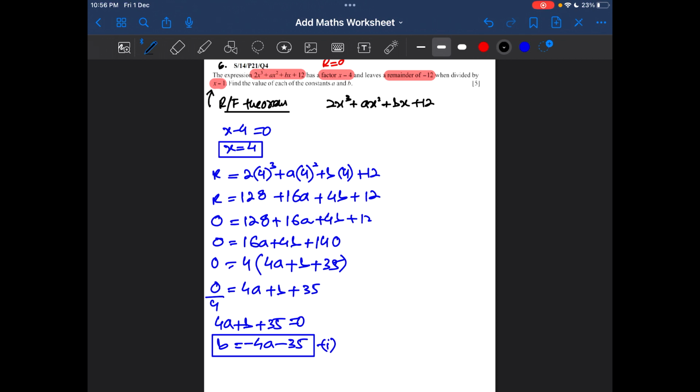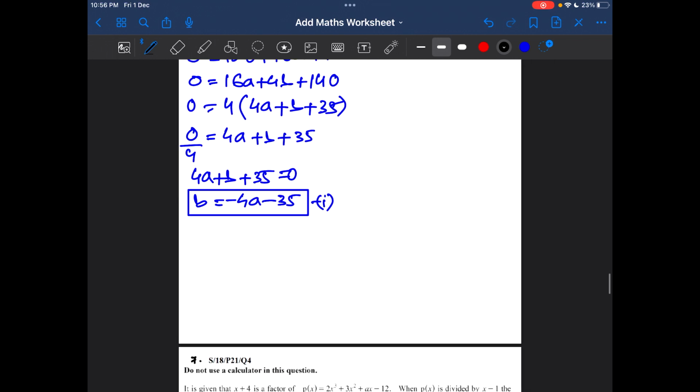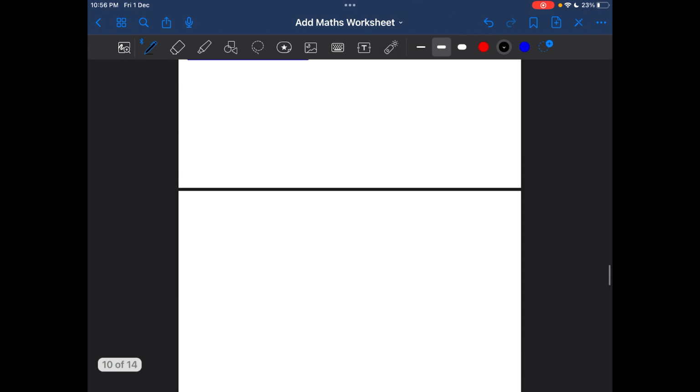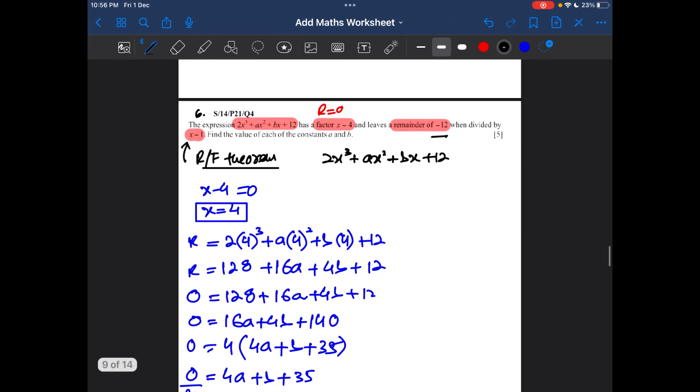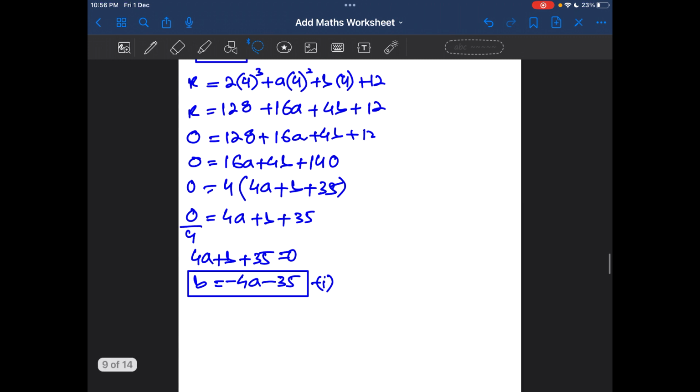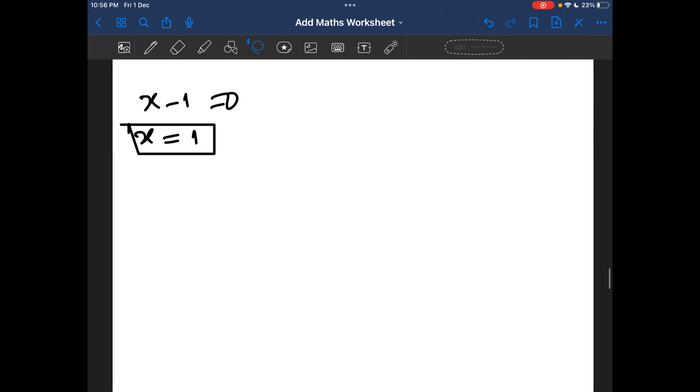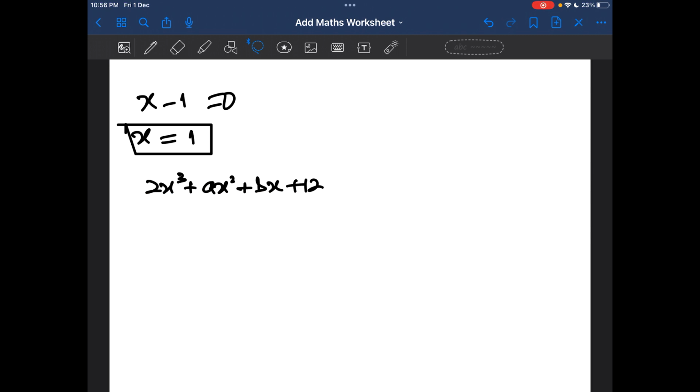They are saying when divided by x minus 1, the remainder is minus 12. So we're going to write x minus 1 equal to 0, and get the value of x equal to 1. Once you get the x value 1, I'm going to put it in the equation here. The moment I put x equal to 1 in this equation, it will give me the remainder. The output is going to be the remainder.